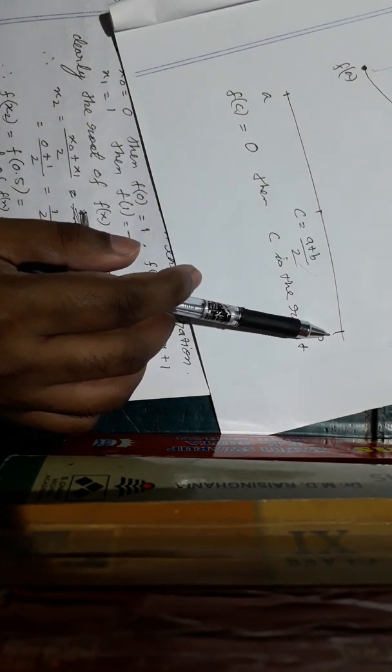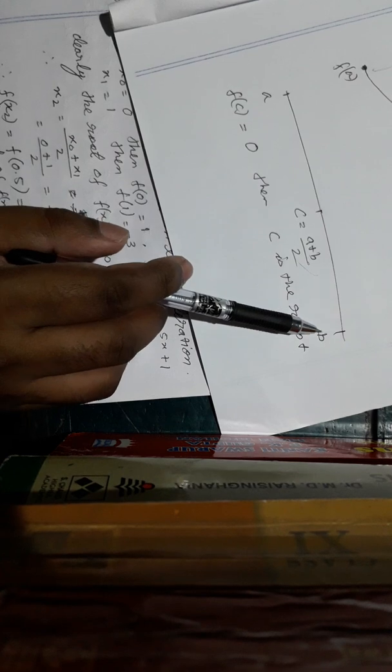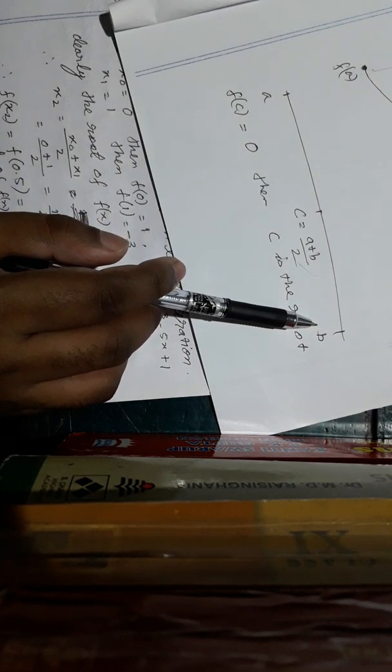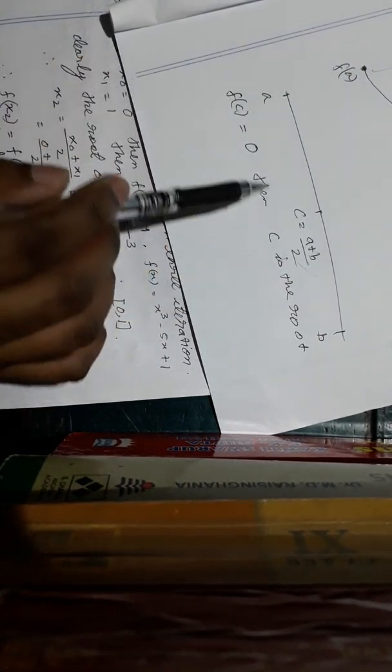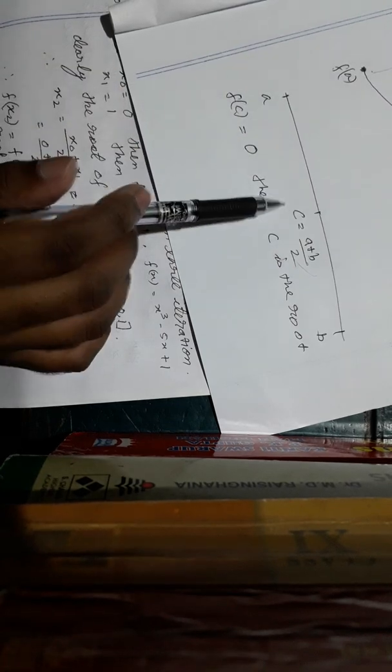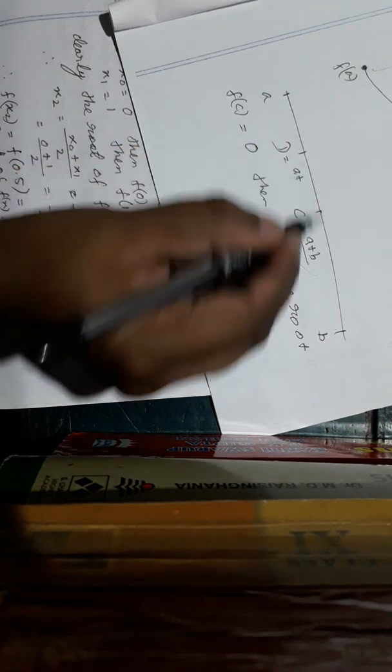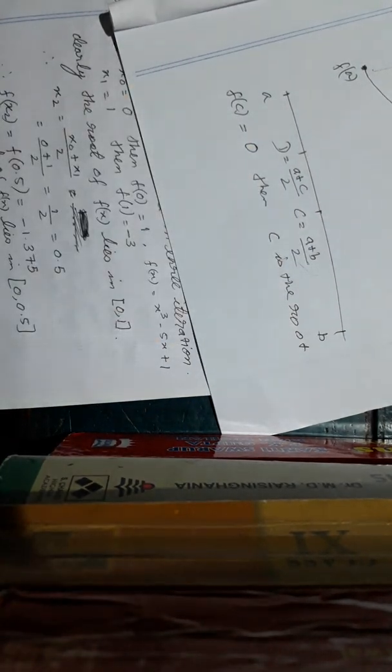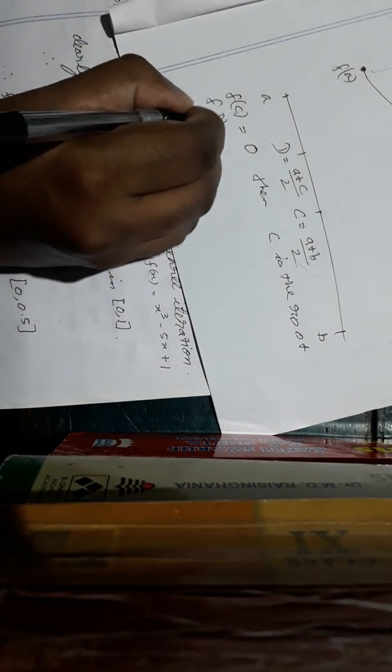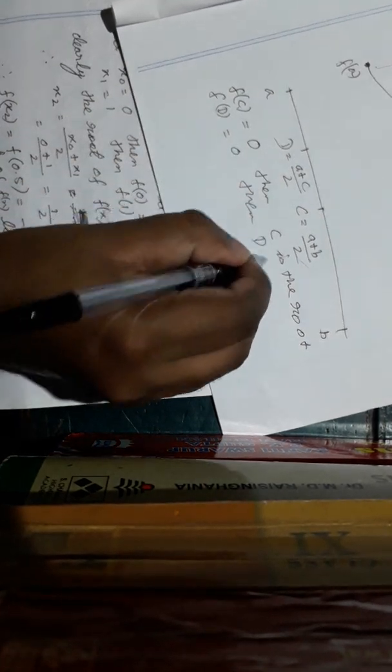For example, if I take f(a) as positive and f(b) as negative, then if the value of f(c) is negative, the root will be lying between a and c. So you try to find the middle point between a and c. Suppose I denote it by d. This is (a plus c) divided by 2. We will try to find f(d). If f(d) is 0, then d is the root.